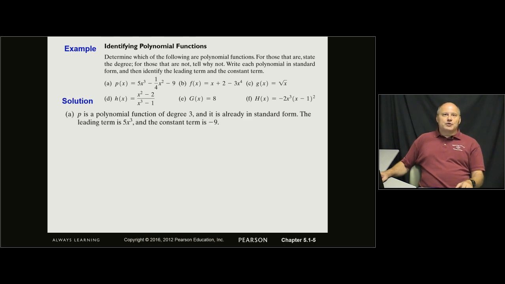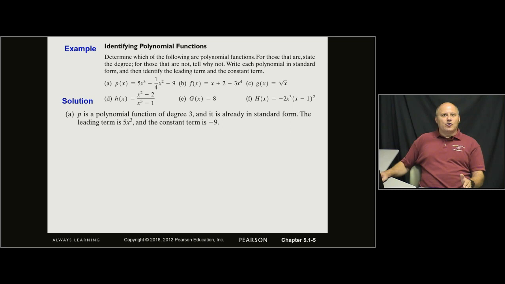So let's look at the first one. P of x is equal to 5x to the third minus 1/4 x squared minus 9. So P of x is a polynomial function of degree 3, because 3 is the largest exponent, and it is already in standard form. Now you're like, well, why wouldn't it be in standard form? Well, it's in standard form because it's in the a sub n x to the nth term.